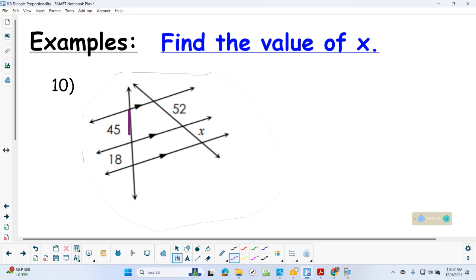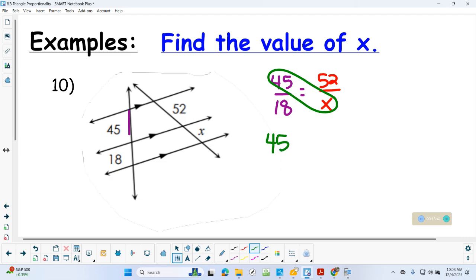I'm going to start on this side, so I'm going to do 45 over 18. Your other side, X over 52 or 52 over X? Which way does it have to be? 52 over X. And of course, we're going to use cross products here. So 45 times X equals 18 times 52. That's a big number, I couldn't mental math it. What decimal answer do you have? 24.8.